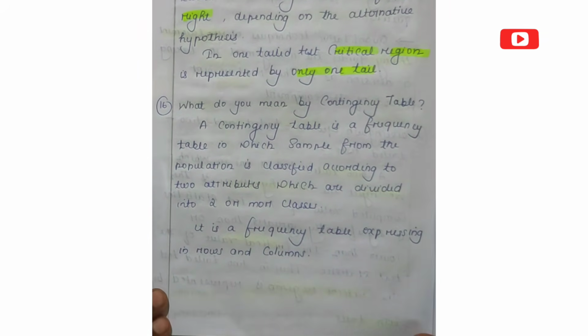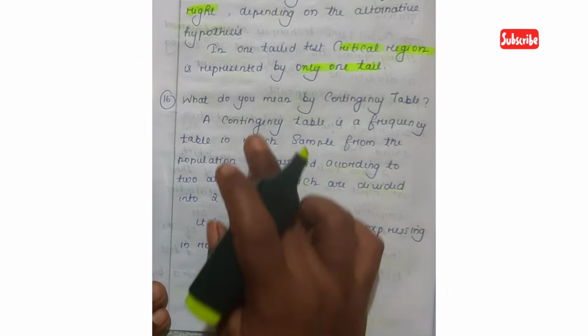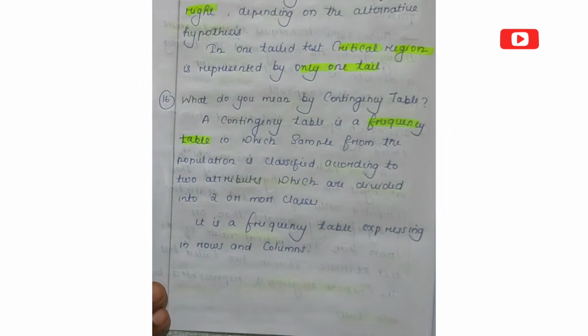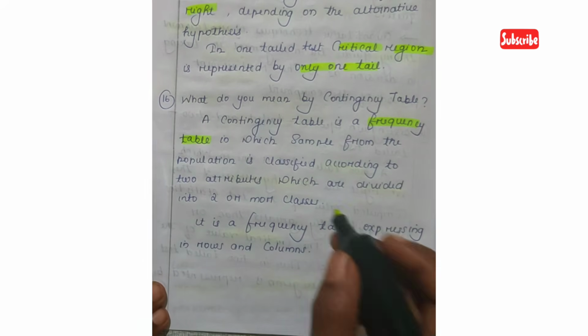What do you mean by contingency table? A contingency table is a frequency table in which a sample from the population is classified.